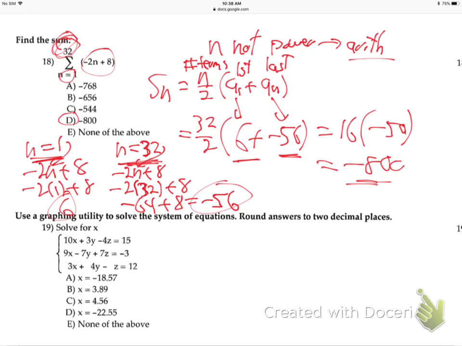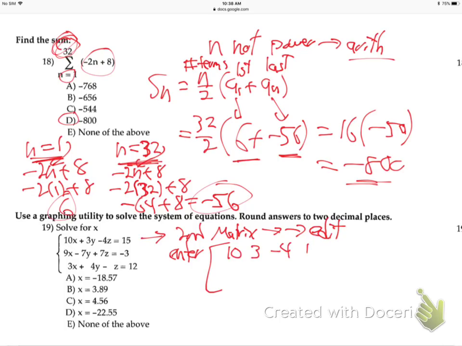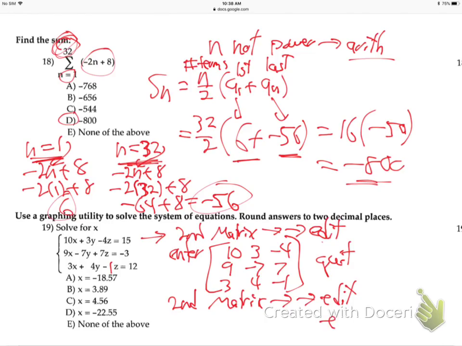So let me briefly say, go second matrix. Go across twice to edit, at least on the TI. And put in the matrix, enter the matrix, just the numbers. 10, 3, minus 4, 15. No letters. And 9, minus 7, 7, 3, 4, minus 1 here. Enter, and then quit, and then go back into second matrix, go to edit, and then enter the second matrix, which would be the 15, minus 3, 12. Let this be matrix A, for example, and this be matrix B.